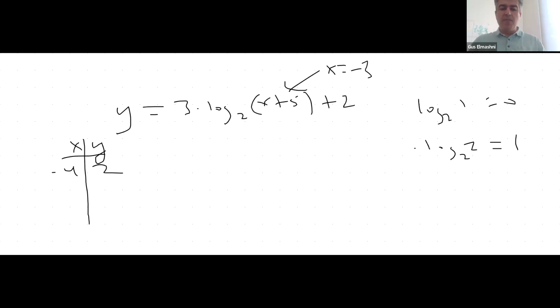Notice I'm being intentional with what x values I'm plugging in. If I plug in -3, -3 plus 5 is 2. I can work that out now. That's 3 times 1 plus 2, I get 5. And I'll do one more for good measure.